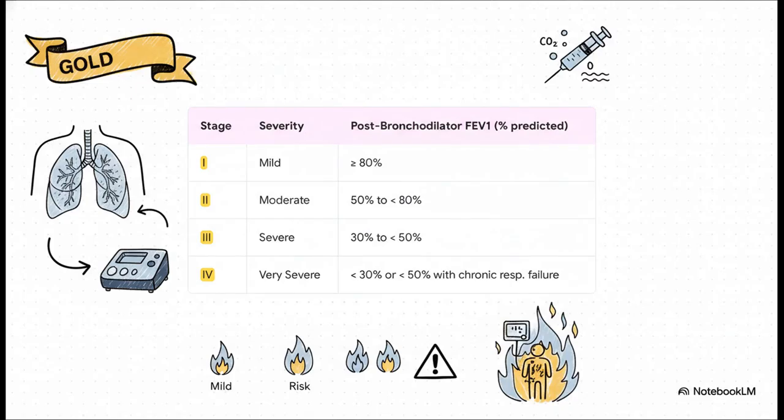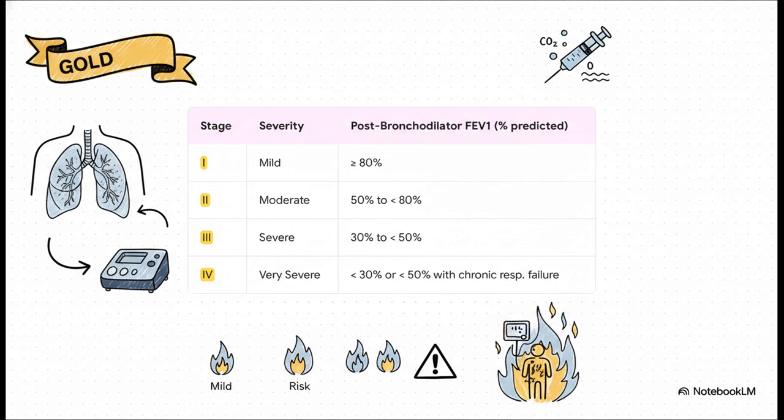The GOLD classification is how we objectively grade how bad someone's COPD is based on their spirometry. While asking a patient how far they can walk tells you about their daily function, this FEV1 measurement quantifies their actual airflow limitation. When you see GOLD stage IV in a patient's notes, that should immediately tell you that this person has basically zero respiratory reserve. Our anesthetic plan has to reflect that.